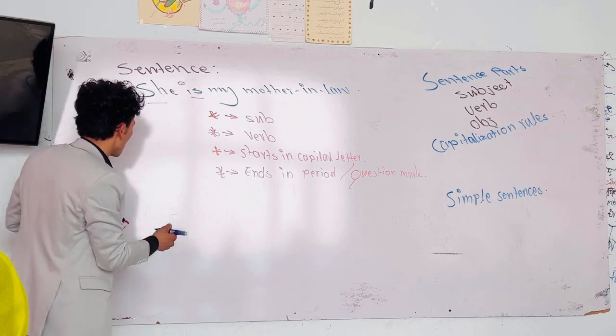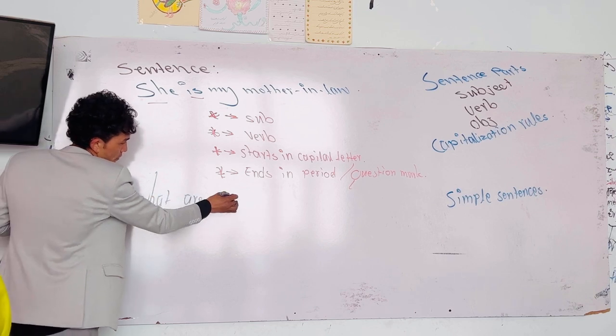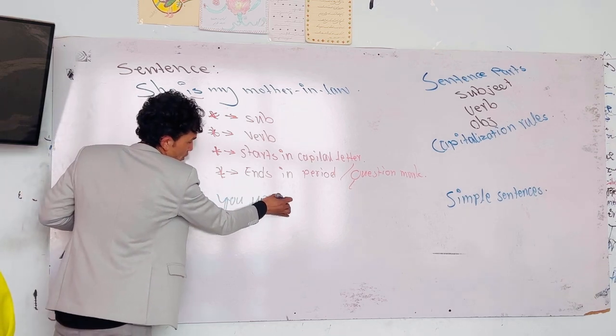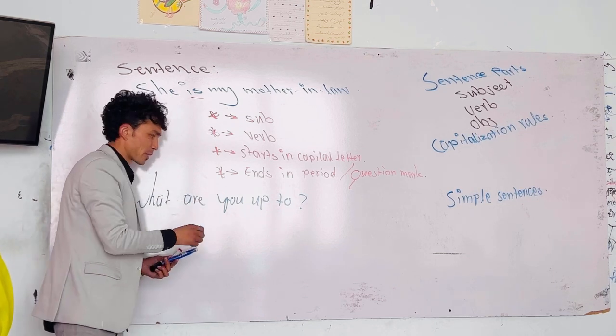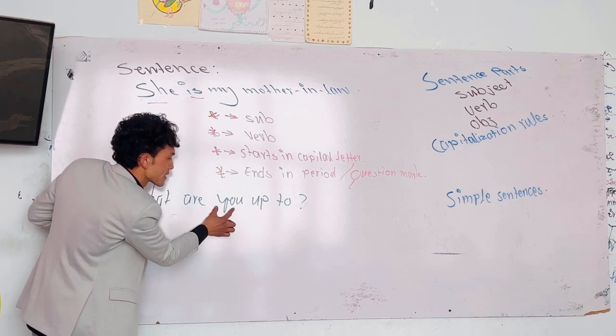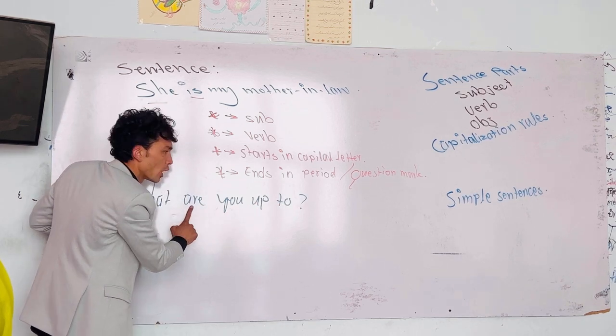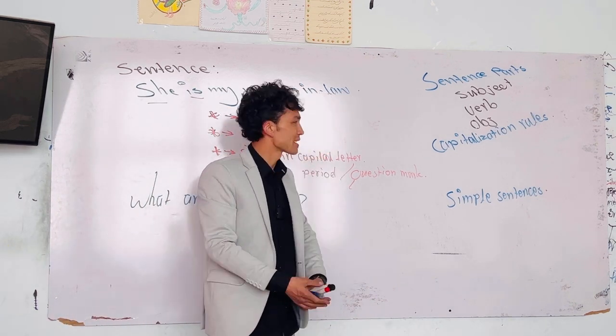For example, another sentence. Hey, what are you up to? Hey, what are you up to? It means what are you doing? What are you up to? Now look, it ends in a question mark. The subject is you. R is what? You guys understood? This is sentence.